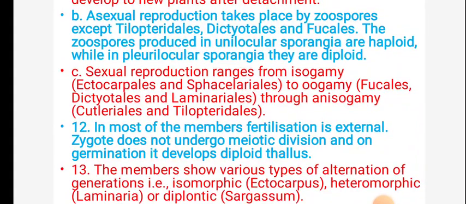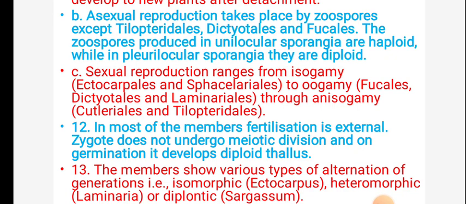Already we know why the asexual condition arises: because of changes in water temperature, salt concentration, and pH of the water. So normally the thallus is not suited for sexual reproduction, so it goes to the asexual. Then asexual reproduction takes place by zoospores except in the Tilopteridales, Dictyotales and Fucales. The zoospores produced in unilocular sporangia are haploid, while those in plurilocular sporangia are diploid.